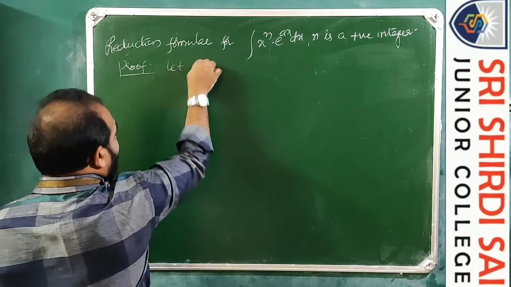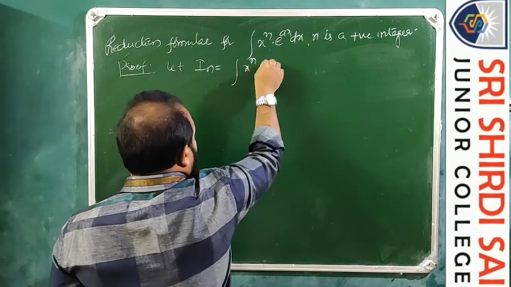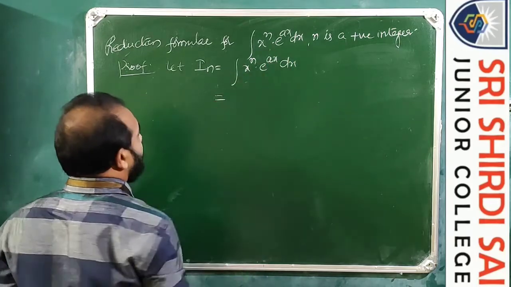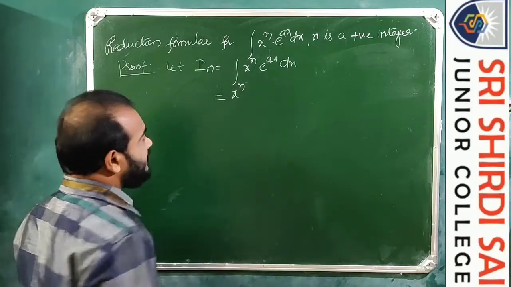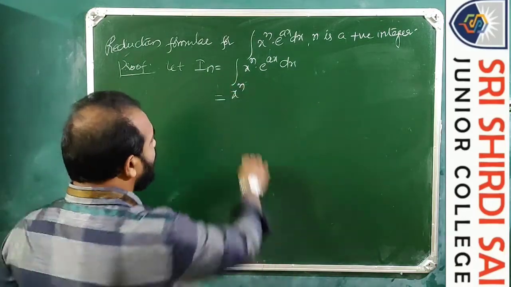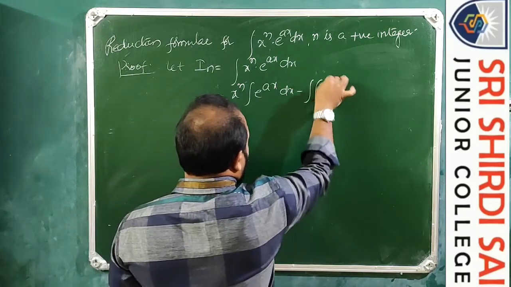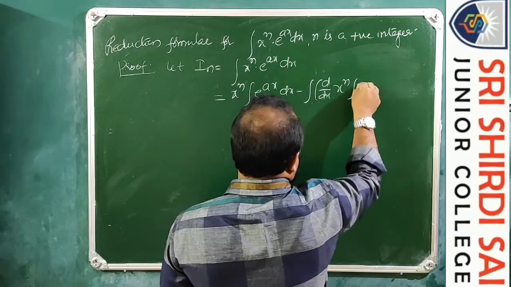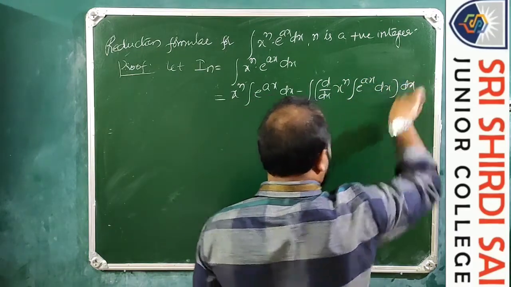Let us take the integral of x power n into e power ax dx. So this is equal to x power n, which is the first function since it's an algebraic function, into integral of e power ax dx, minus integral of d by dx of x power n into integral of e power ax dx, whole dx.